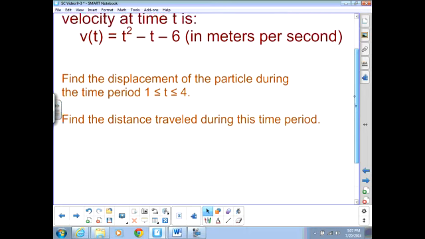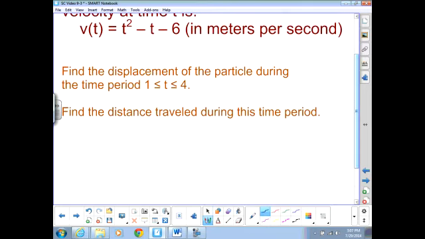So we'll start out, we'll call this part A, the displacement. So in part A, we're just doing our regular integral. They wanted us to go from 1 to 4 of t squared minus t minus 6, and we'll have a dt.